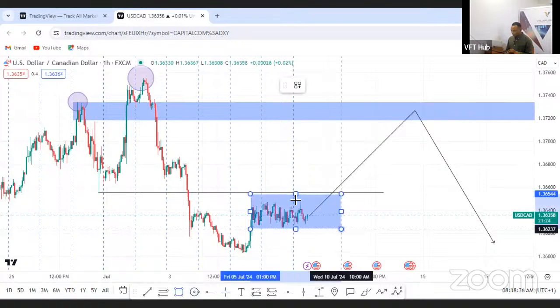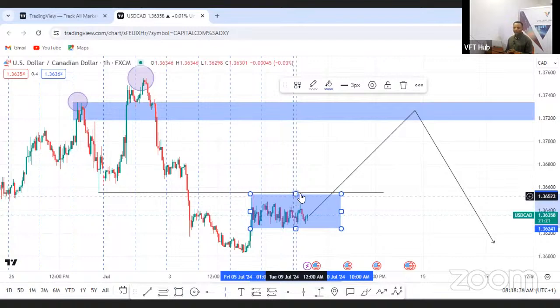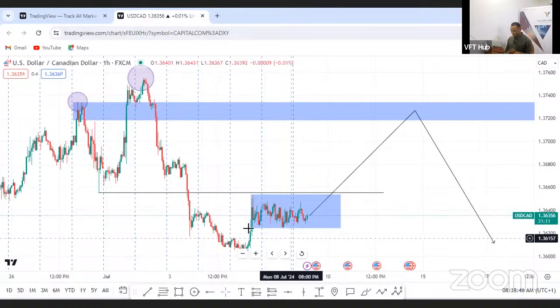So on the weekly time frame there's a range. Inside of the weekly time frame there's a daily range. Inside of the daily time range there is the 1 hour range also. So I want to see price break out of this range, possibly to the downside all the way to this level right here.